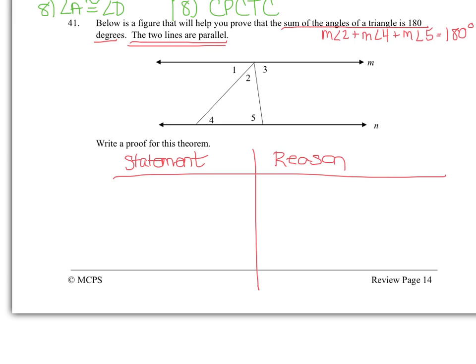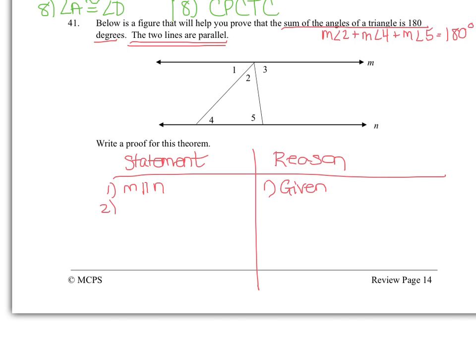And remember, we're proving a theorem, so we can't just say, oh, the measures of a triangle are 180 degrees and be done with it, because that is what we're trying to prove. So the first thing we know is that M is parallel to N, and the reason is it's given.